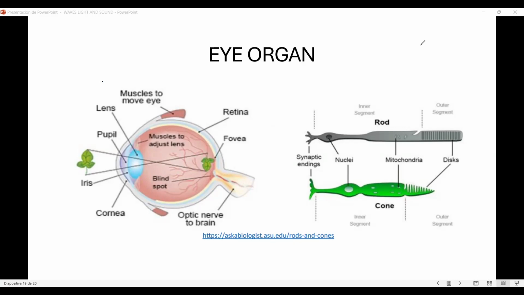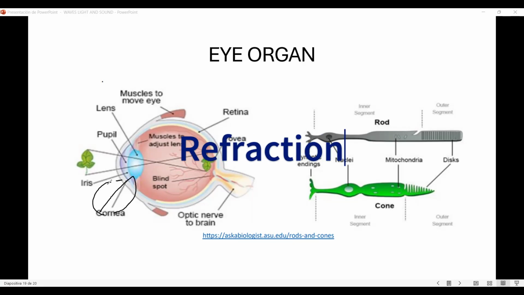So the eye is a complex organ that allows us to perceive light and interpret it as visual information. Here we have the structures that will help you understand. First we have the cornea. When light enters the eye, it first passes through the cornea. The cornea helps focus light by bending it, and this process is known as refraction.